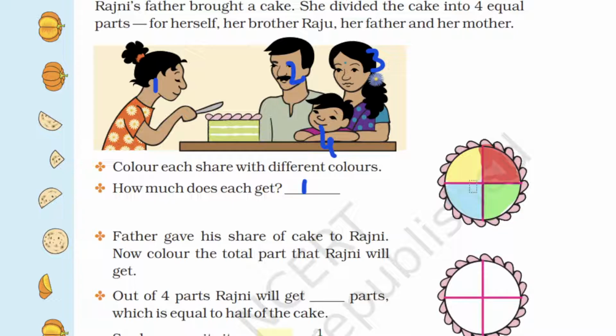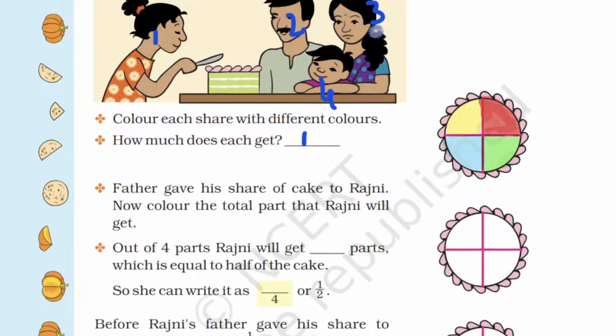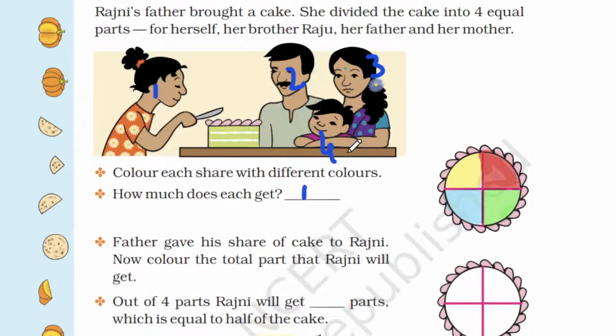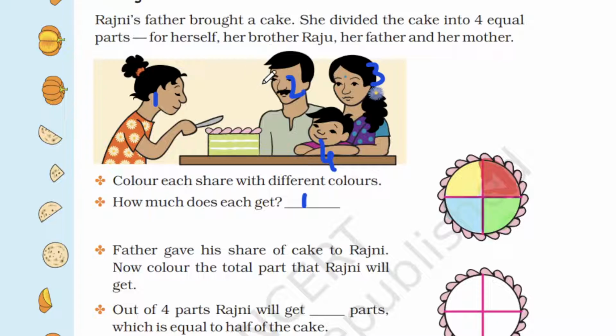Okay, so I colored with different colors. Let me do it again. We have light green here. Okay, now we have completed. So how much will each get? Each will get one piece of cake. Okay, next. Father gave his share of cake to Ranjini. What happened? Father gave his share to Ranjini.